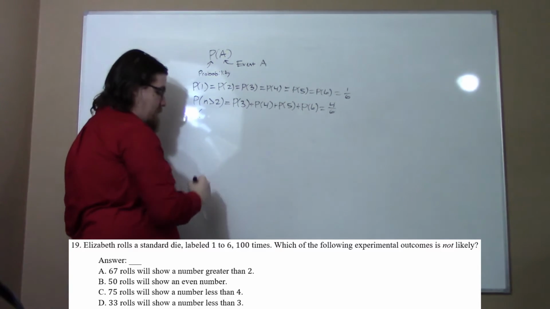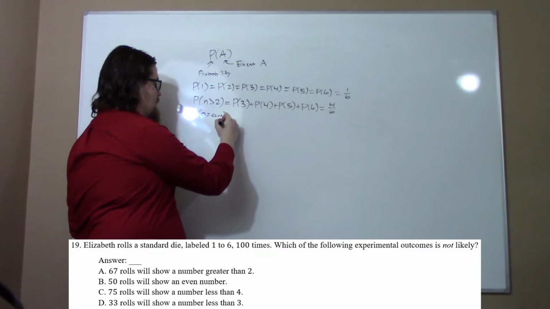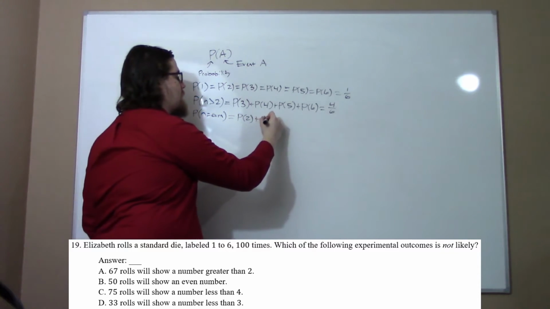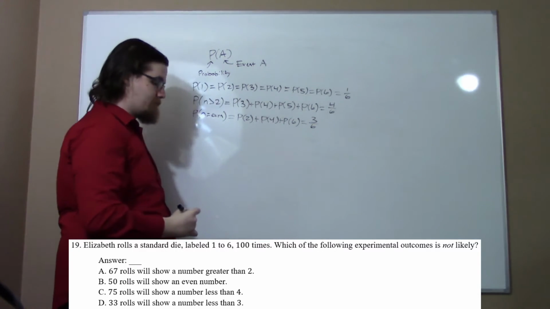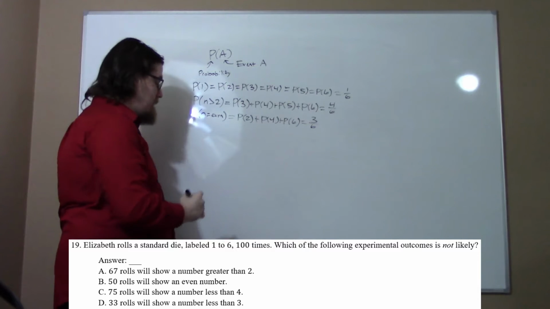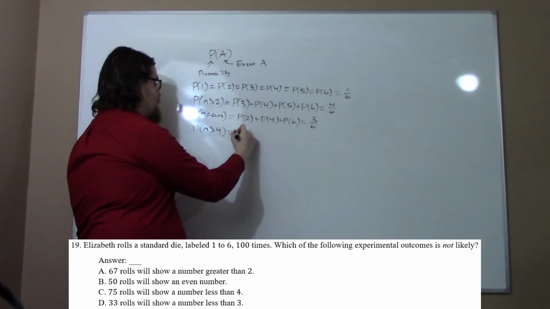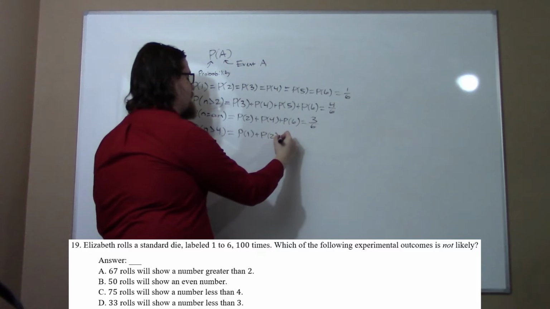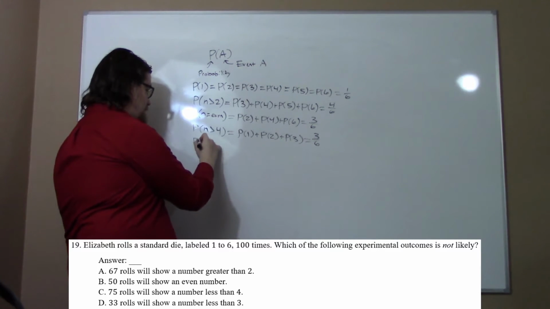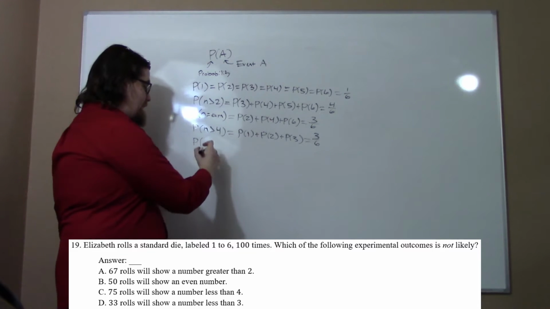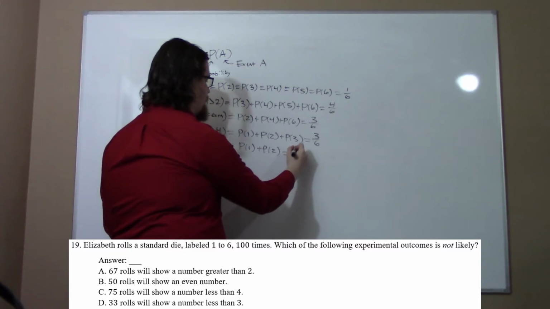Next, we want to consider the probability of an even number. So n is equal to even, and in this case we just write the probability of 2 plus the probability of 4 plus the probability of 6, which adds up to 3 out of 6. Third, we want to consider the probability of a number that is less than 4. So numbers that are less than 4 are 1, 2, and 3, which gives us 3 out of 6. And finally, we look at the probability of n less than 3, which is the probability of 1 plus the probability of 2, which is 2 out of 6.